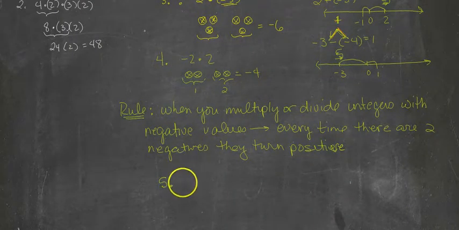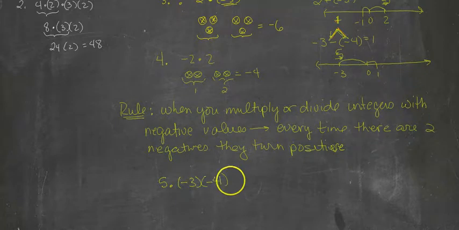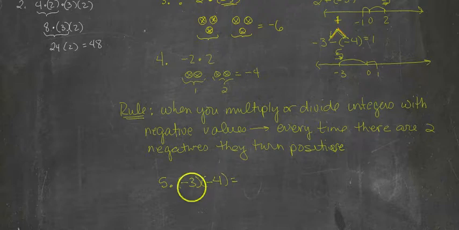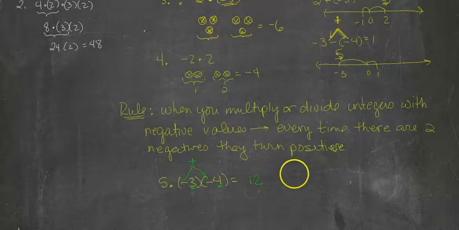Suppose I want to multiply -3 times -4. First step is just worry about the 3 and the 4. So you have 3 times 4 equals 12. And then to decide if the answer is negative or positive: two negatives in a multiplication problem become a positive. So this would equal positive 12.